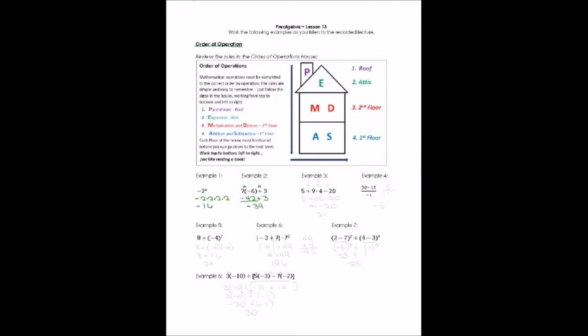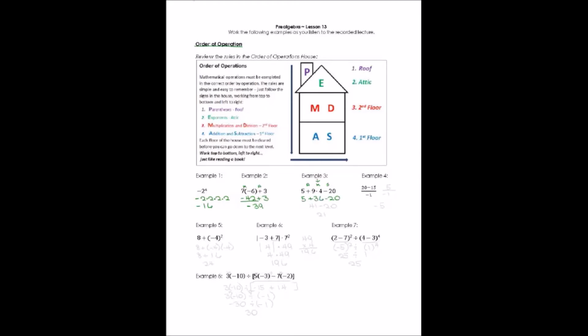In example 3, we have addition, we have multiplication, we have subtraction. Well, multiplication has to come first. Even though it doesn't look right to us, it still has to come first in our problem. So we're going to say 5 plus, and we're going to say 9 times 4. Both of them are positive, so we're going to have a positive answer here. 9 times 4 is 36 minus 20.